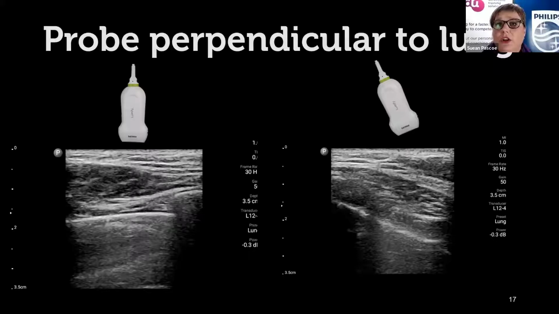But you know, your larger patients, if you do rock your probe and make sure that your probe face is perpendicular to the lung surface, you'll get a better picture because of it.